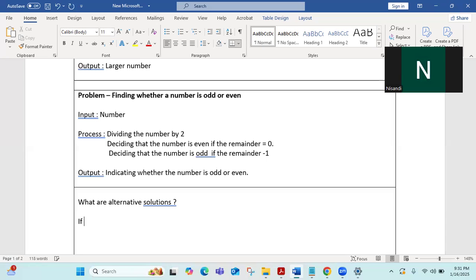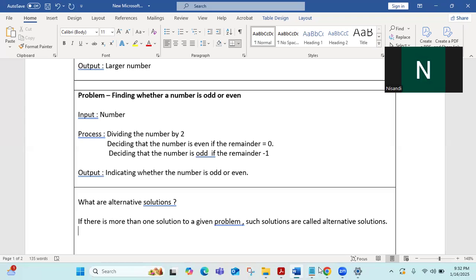So we can say simply here, if there is more than one solution to a given problem, such solutions are called alternative solutions. Okay.